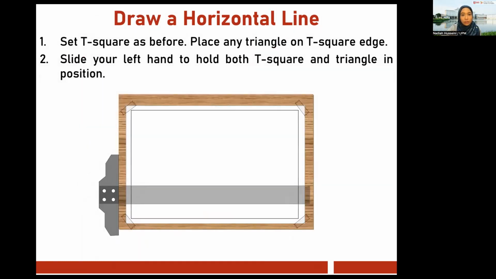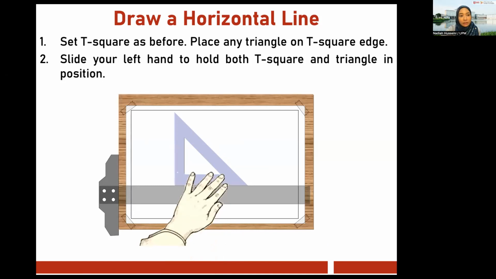Okay, so drawing a vertical line, set the T-square as before, smooth it to the right, place any triangle on the T-square edge. Okay, what's a triangle? This is a triangle. We call it a triangle. So sekarang kita dah belajar drafting board, T-square, and also triangle, and also compass. Okay, slide your left hand to hold both the T-square and triangle in position. Macam mana? Okay, like that. So your hand is touching both the triangle and also the T-square.